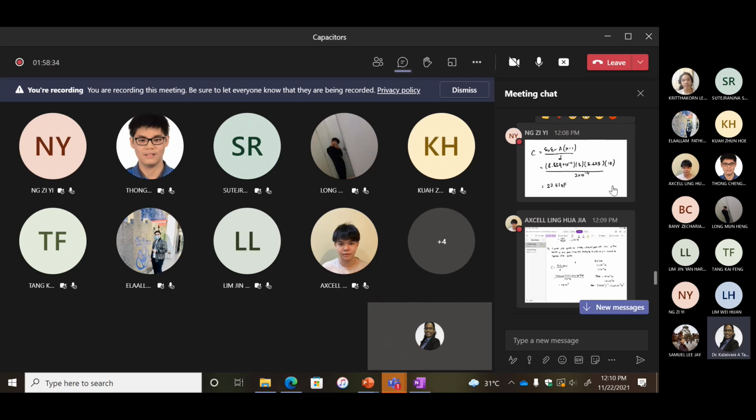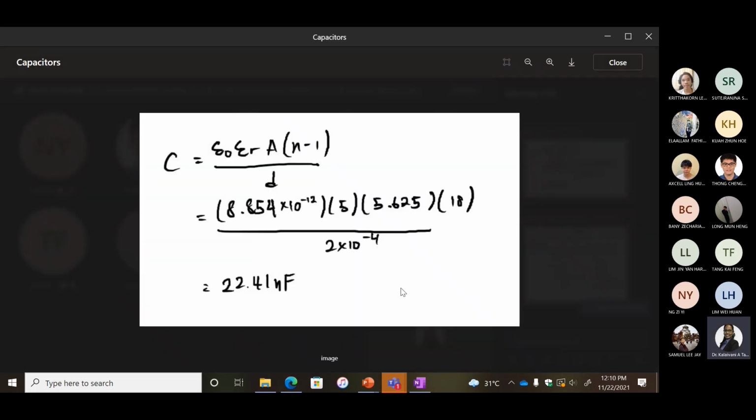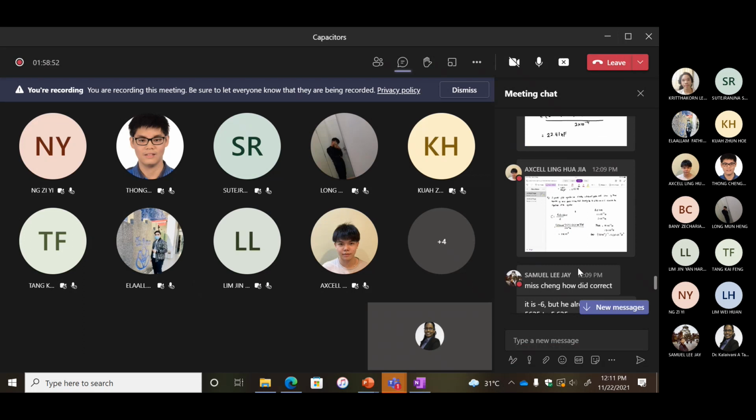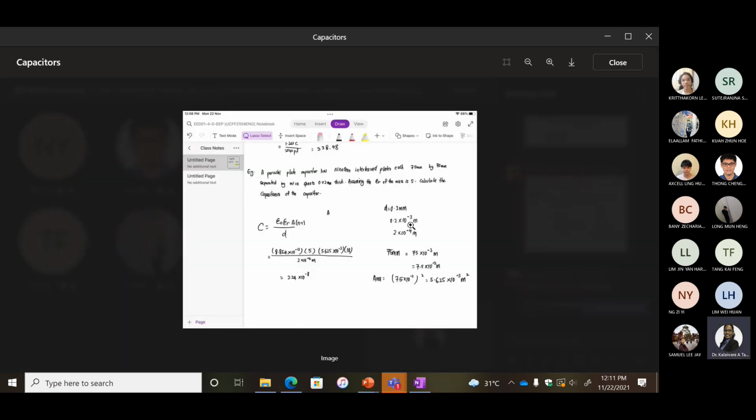Okay, have a look. This is one of your friends' answers. When you substitute the value directly in your calculator, do you get the answer 22.141? There is something missing at this part here. Just have a look back. Someone did it in the OneNote. Someone gave me a response here.